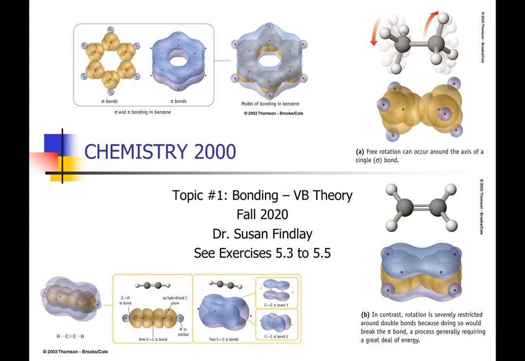In the last two videos, we looked at valence bond theory as applied to a one-dimensional molecule, linear beryllium hydride, and a two-dimensional molecule, trigonal-planar borane. In this video, we're going to talk about its application to a three-dimensional molecule, methane.